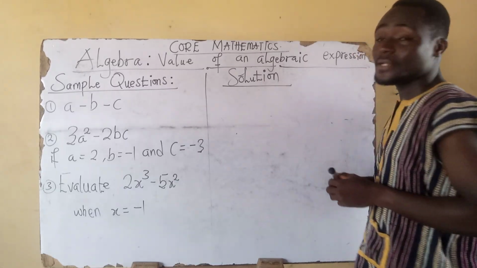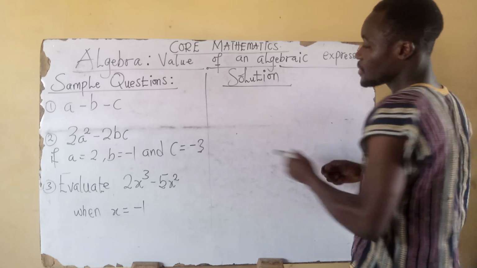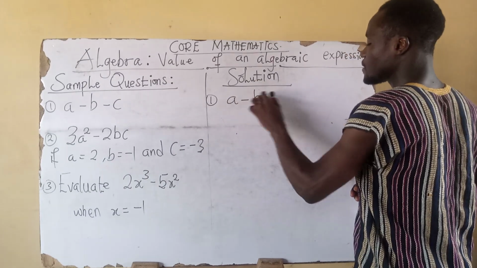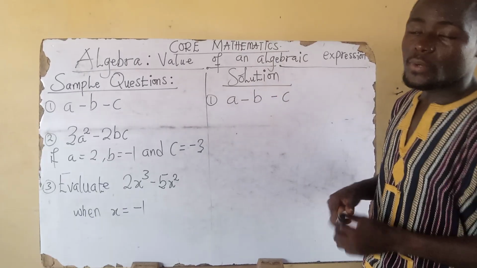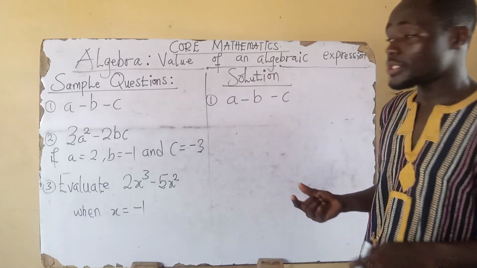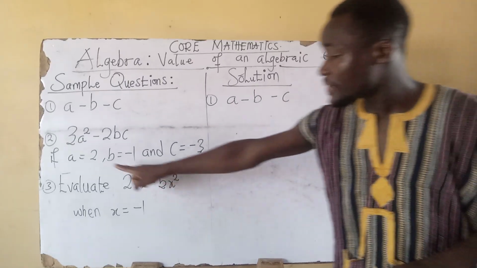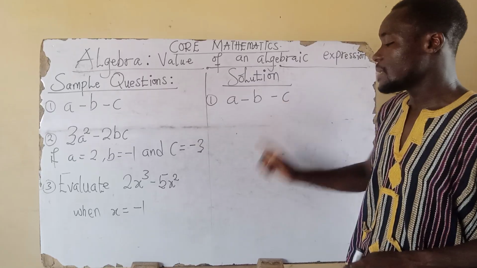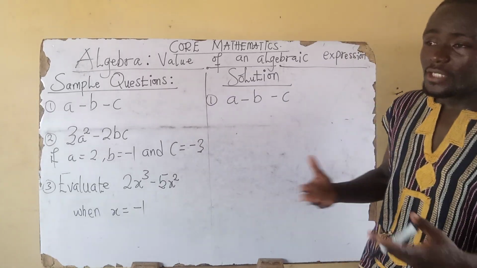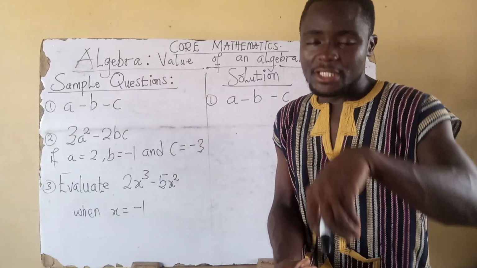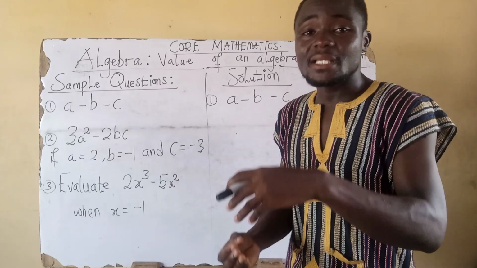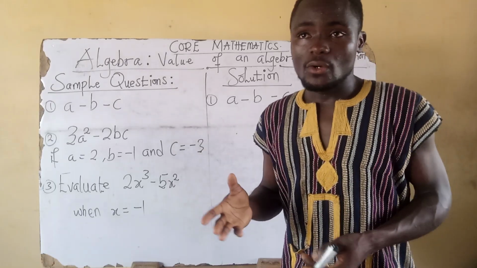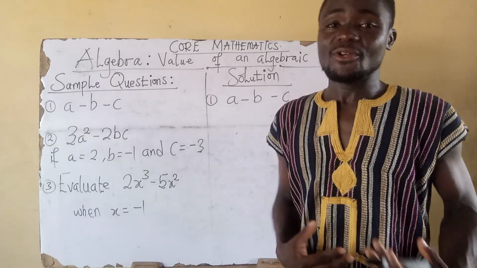Now that I am done writing down my solution, we are going to tackle question number one. We have a minus b minus c. The question says we have to find the value of this expression whereby the value of a had been given as +2, b had been given as -1, and c had been given as -3. What it means is that we are going to substitute the values of the corresponding variables within the expression, and at the end of the day, we deduce the value that the expression will give to us.